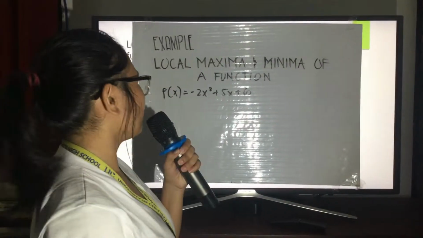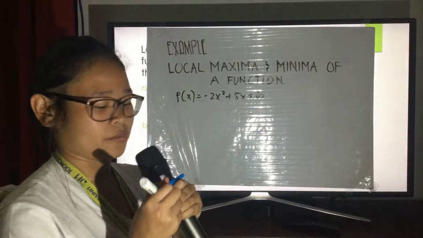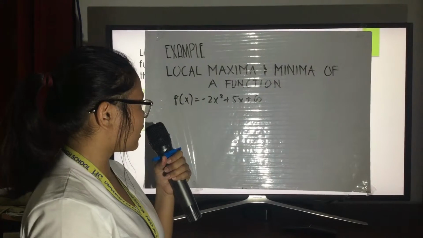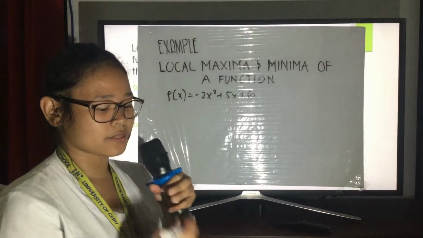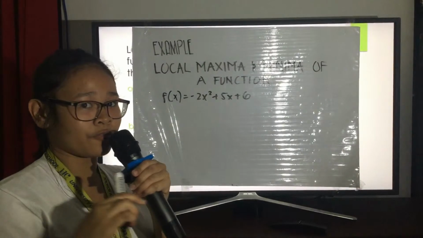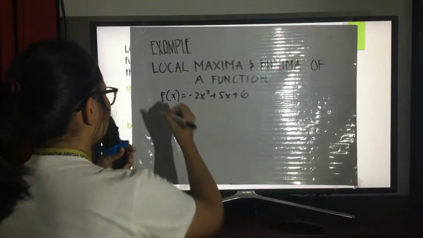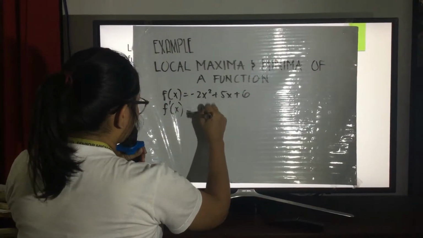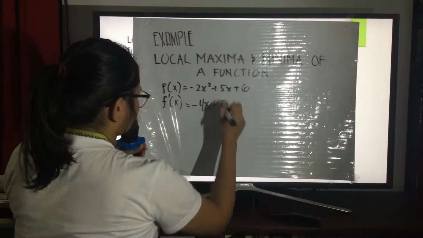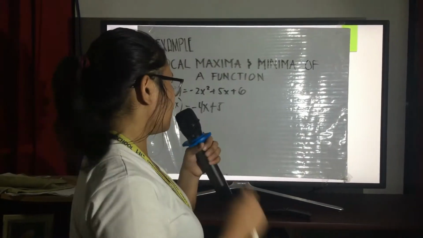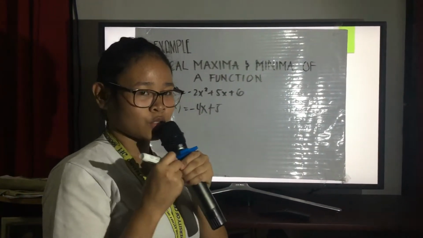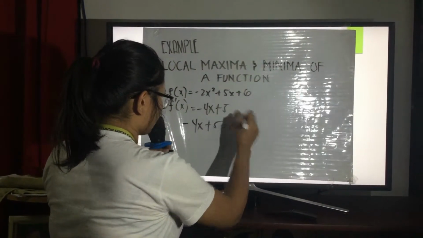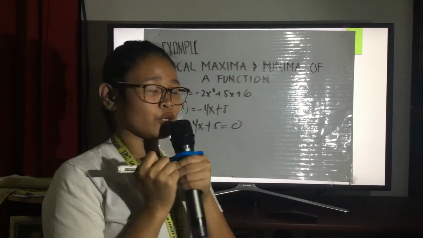I will give you an example of local maxima and minima of a function. First, this is the function: f of x equals negative 2x squared plus 5x plus 6. First step is we will find the derivative of the function. So f prime of x is equal to negative 4x plus 5. Next step is let's make the derived function equal to 0. So negative 4x plus 5 equals 0. And let's find the root.